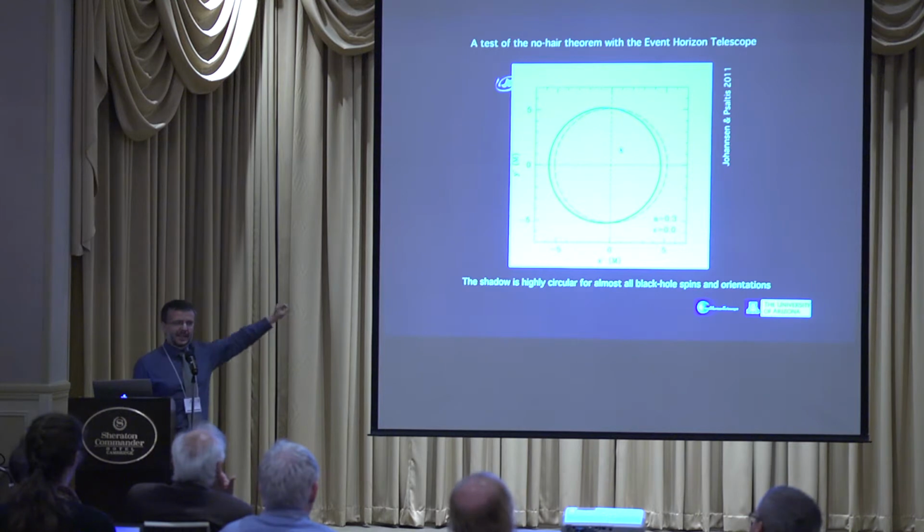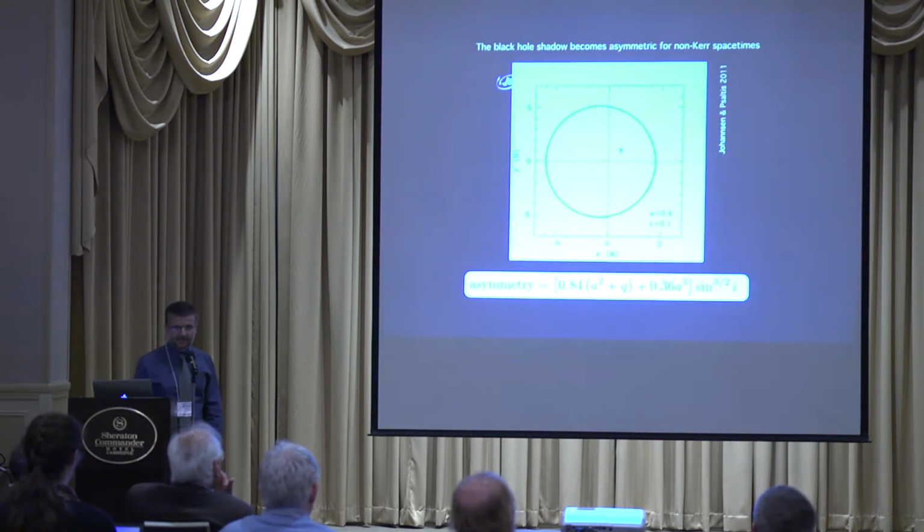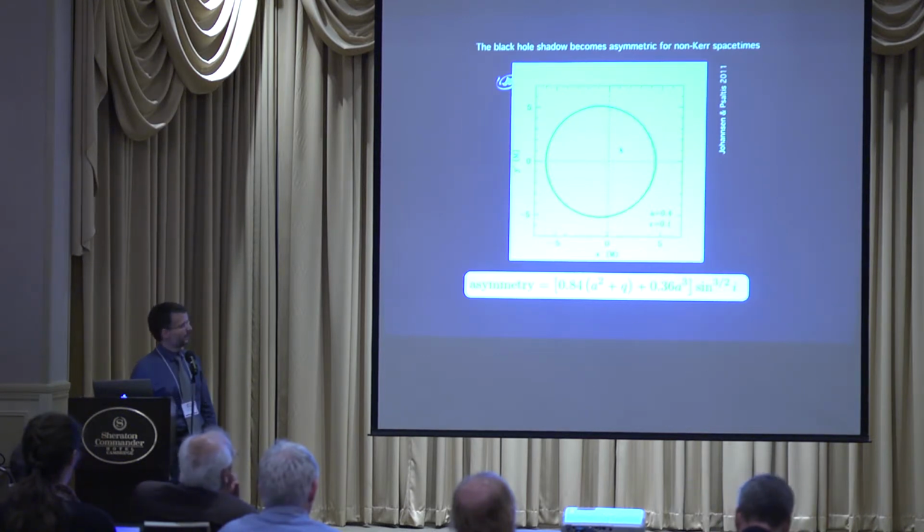there's nothing that we can do to the metric, as long as it is a Kerr metric, and change the opening angle and the size and the shape of the shadow. And what will happen if we start playing with the metric and add modifications that change the quadrupole, different than what the Kerr hypothesis says?